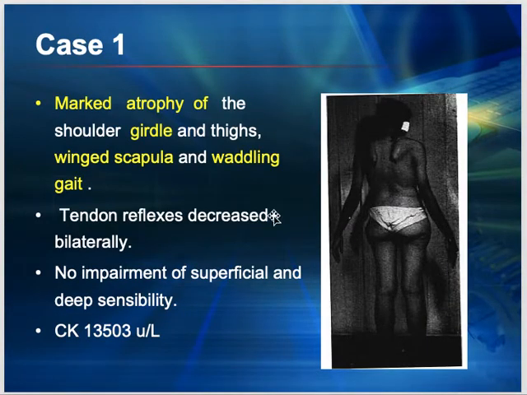On examination, there is marked atrophy of the shoulder girdle, you can clearly see her scapulas, and her thighs look wasted. Tendon reflexes are decreased bilaterally, and superficial and deep sensations are not impaired, they are normal. And CK, creatine kinase, which is present in the muscles, is very, very highly raised. So anyhow, this is the case.